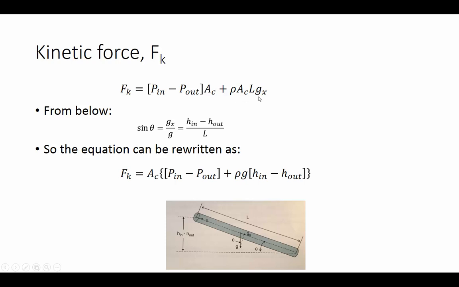So the kinetic force is here, and from below we can calculate a different term for Gx, where we have the equation here. Since Ac is in both of these terms, we can take that out, and we have the pressure drop plus the density times G, multiplied by the difference in height, H in, the height at the inlet, minus the height at the outlet.